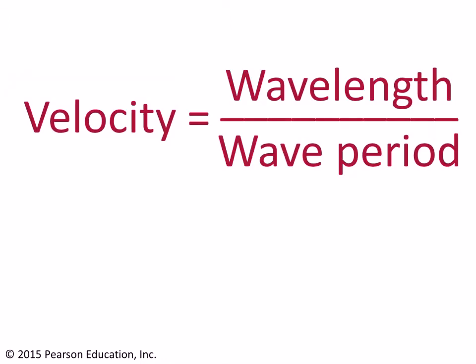The velocity of a wave can be calculated from measuring the wavelength and then dividing it by the wave period. Abbreviated, that equation is V equals L divided by T, and you'll be asked to make some calculations based on that formula in class this week.